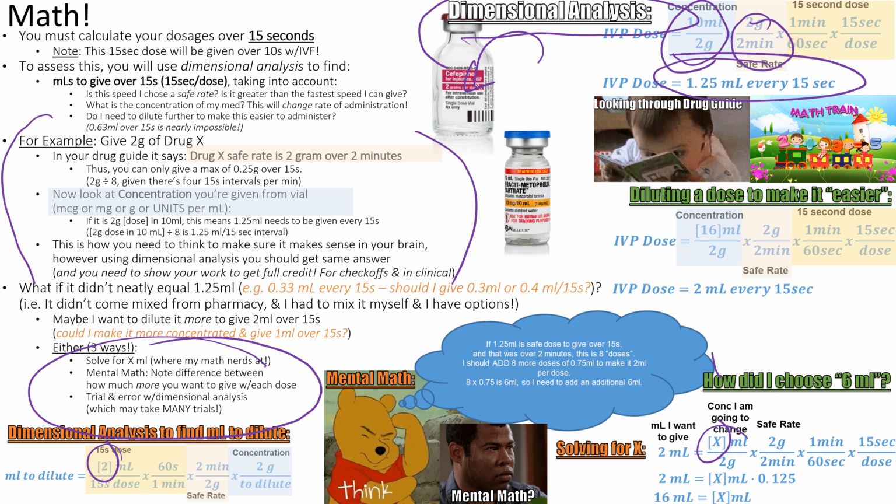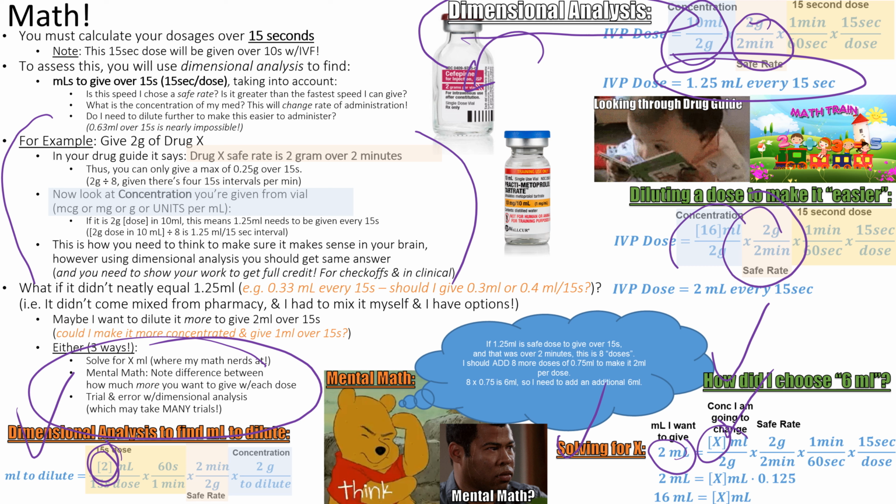So again, you can use these 3 methods to figure out how much I have to dilute to make it like 2 mLs every 15 seconds. All right, I want to give 2 mLs every 15 seconds. How much do I have to dilute it to figure it out? Or I can do dimensional analysis and try to input 2 mLs in there to figure out how much I'm going to give every 15 seconds. Okay, so there's different ways to figure it out, but it'll get you there. All right, you just can't go faster. The key thing is what's the safe rate of that medication. What's the concentration? Because the concentration can change.